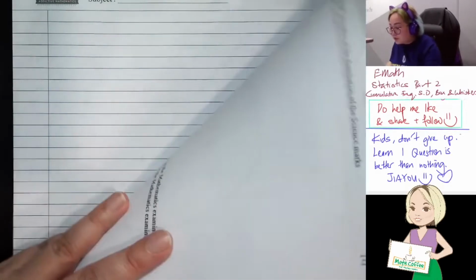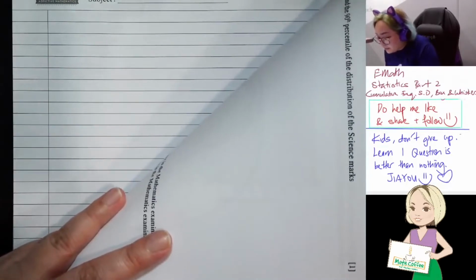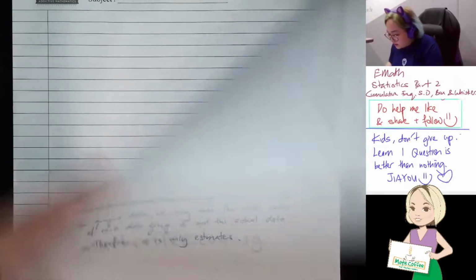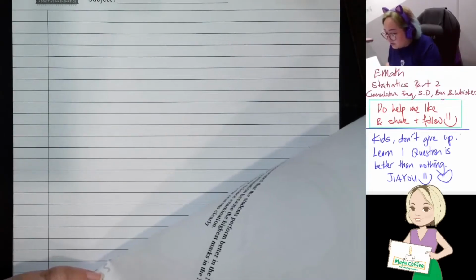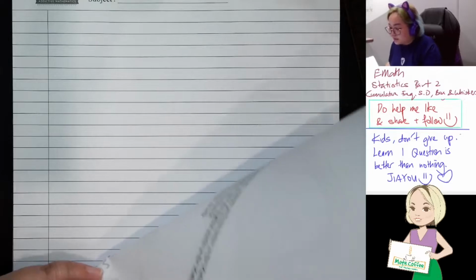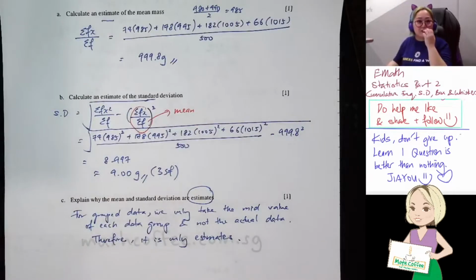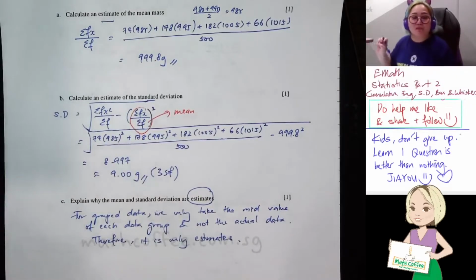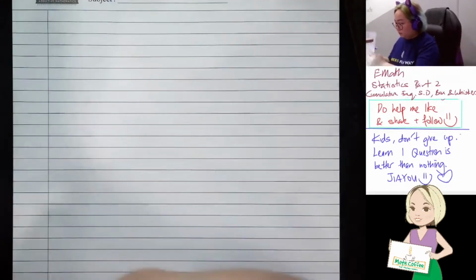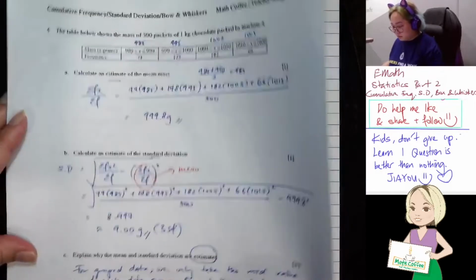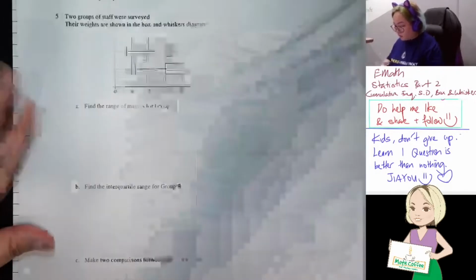Or you want me to see whether your statement is correct or not? Actual data of the mass of the chocolate are not given and the mid value is used to calculate, so it can only be an estimate. Yes, can. Raghu, good English. My English is not so good, but the keyword over here is you have to say that we take the mid value to calculate instead of the actual data. That's the keyword. Okay, so that's for question 4.